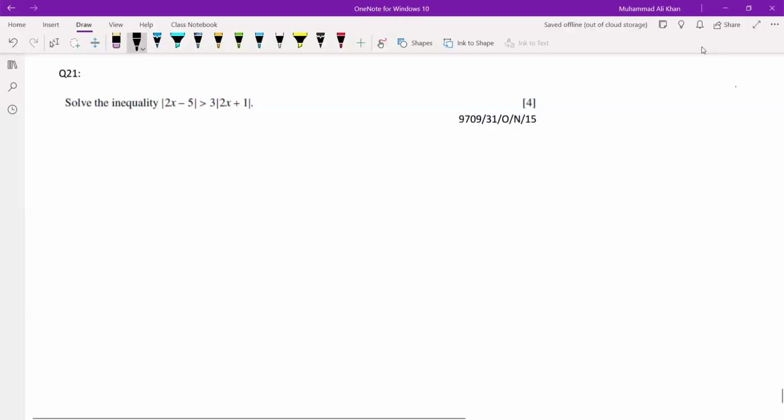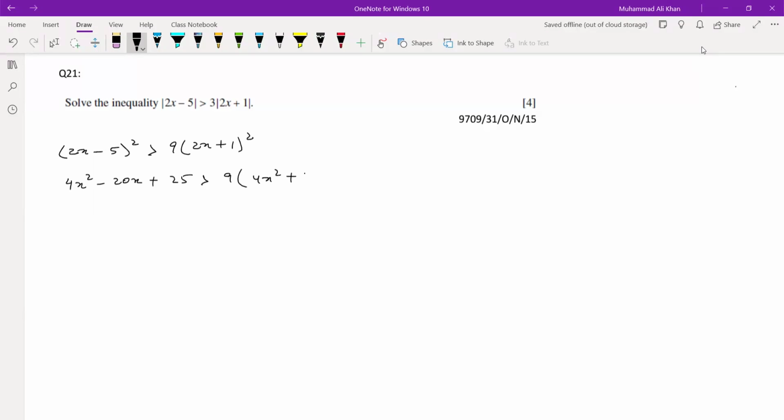Yes, question number 21, it's of October, November, paper 3-1. Again, question of modulus function, squaring both the sides. So it will be (2x minus 5) whole squared greater than 3 squared is 9, (2x plus 1) whole squared. So it is 4x squared minus 20x plus 25 greater than 9 (4x squared plus 4x plus 1).